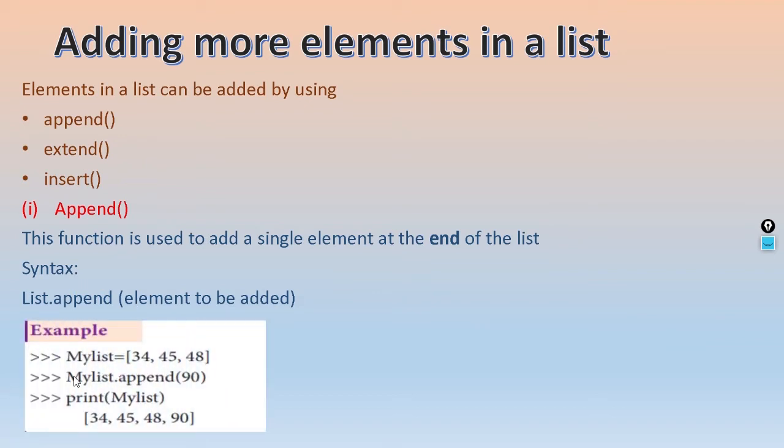If you see the example, my list is equal to 34, 45, 48. It contains three values and I want to add one value at the end, so I can use the append function: mylist.append(90). Automatically this 90 will be added at the end. If I print my list, we get 34, 45, 48, 90. So if I want to add one value at the end of the list, we have to use the append function.